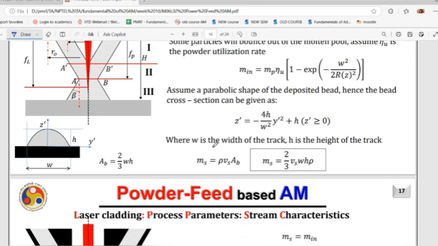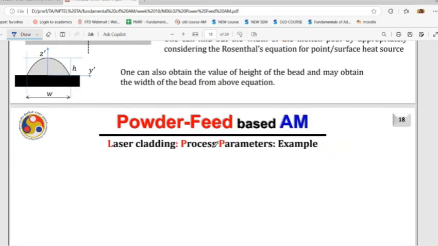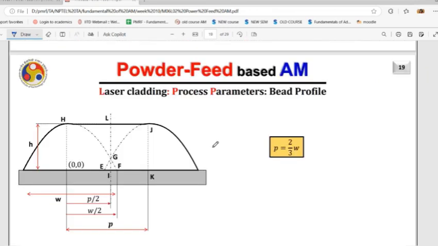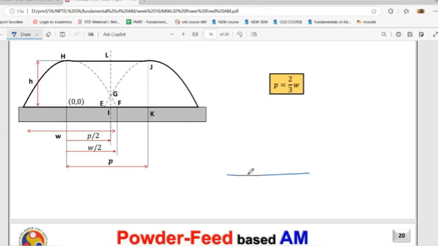These are the related sums, so that's why I'm not going deep into this. This is related to the bead profile, how much the overlap percentage should be. One thing is your bead should not look like this. Your bead should not even look like this. Your bead should look like this: parabolic, completely parabolic. Otherwise, when you print the next bead, you get the porosity here.